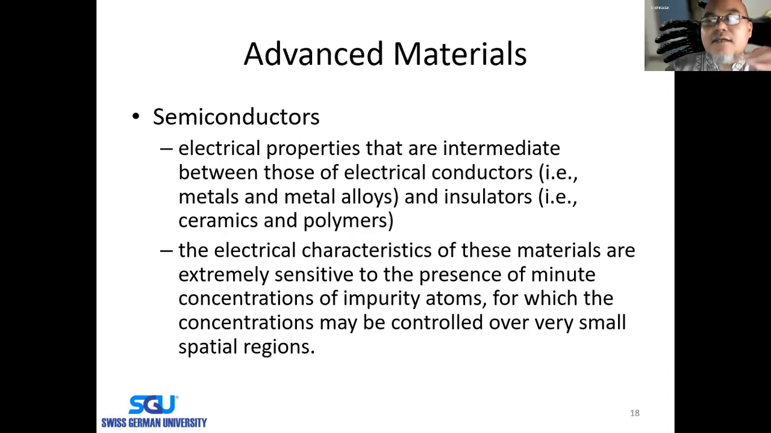If we want them to conduct at room temperature, usually we have to introduce impurities, other materials, so that they have excess charge carriers. We call it a charge carrier, either a hole or an electron. A hole carries positive charge, while electrons carry negative charge. So the electrical characteristics of this material are extremely sensitive to the presence of minute concentrations of impurity atoms, for which the concentration may be controlled over very small spatial regions.